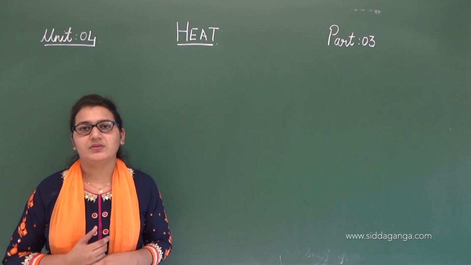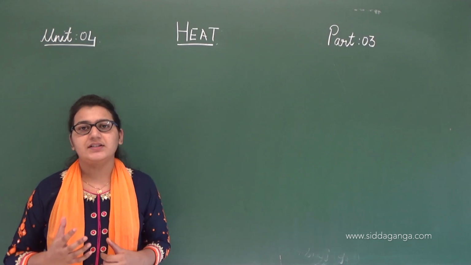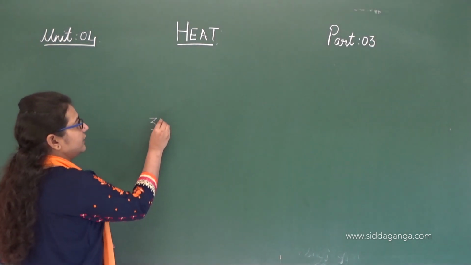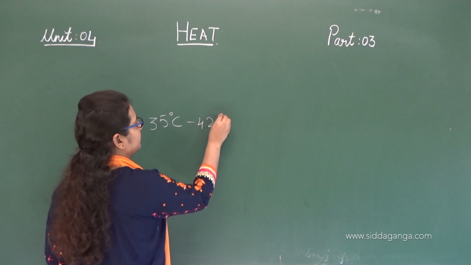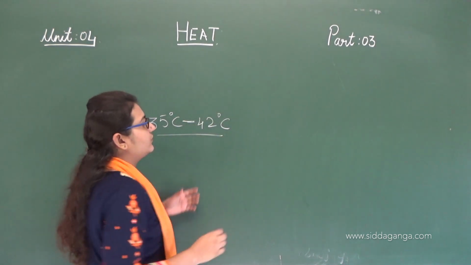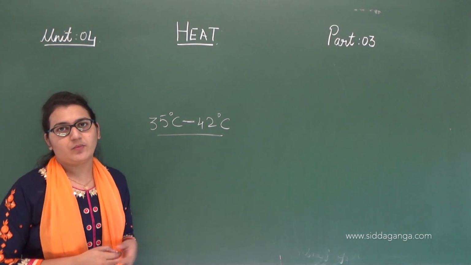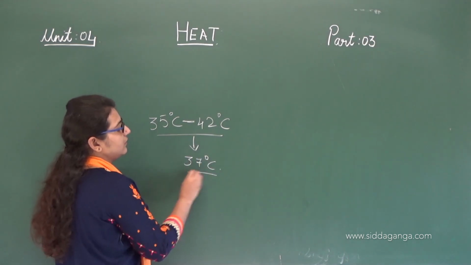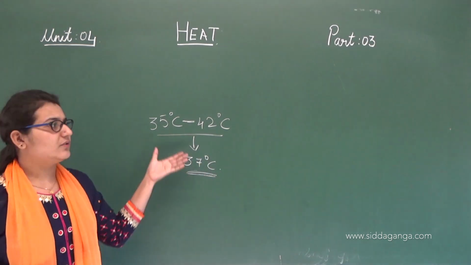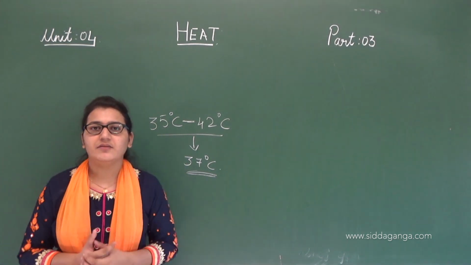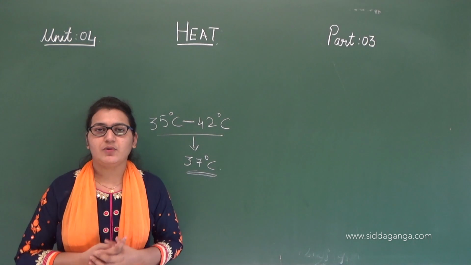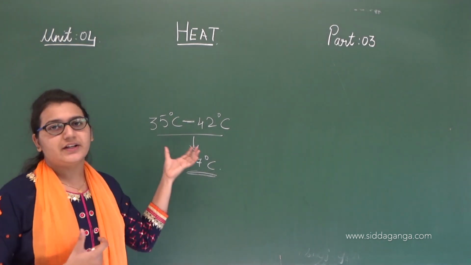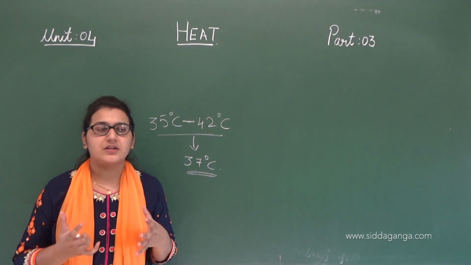We have discussed briefly the clinical thermometer. This is the thermometer with a range of 35 to 42 degrees Celsius. Normal human body temperature is 37 degrees Celsius, which falls under this range. That is the reason we use the clinical thermometer to measure the body temperature of human beings. So this is the range of the clinical thermometer, and we have learned its construction.